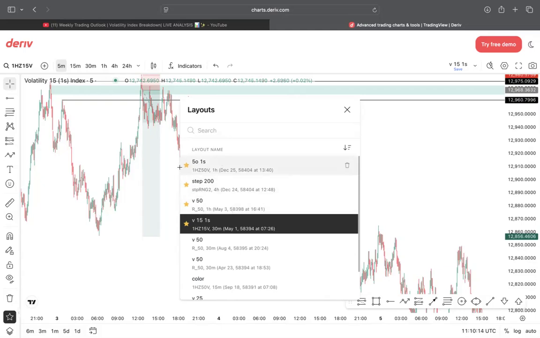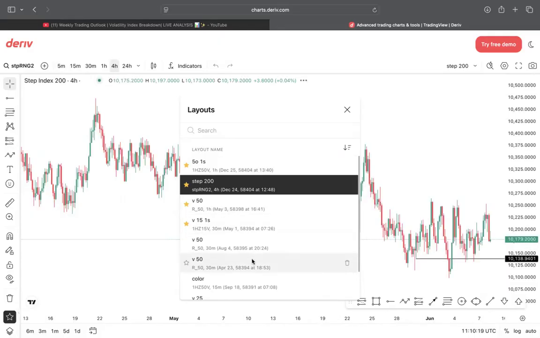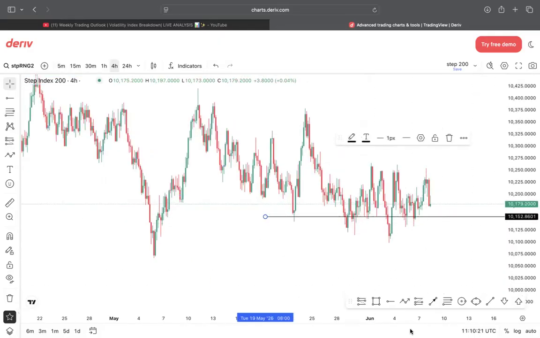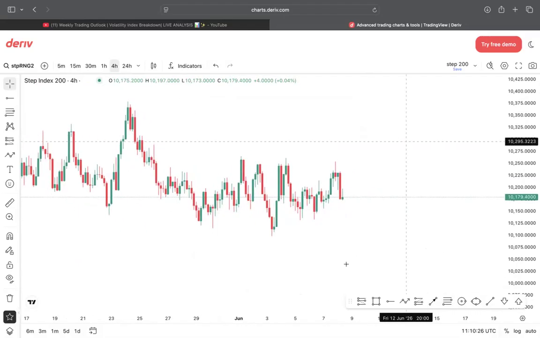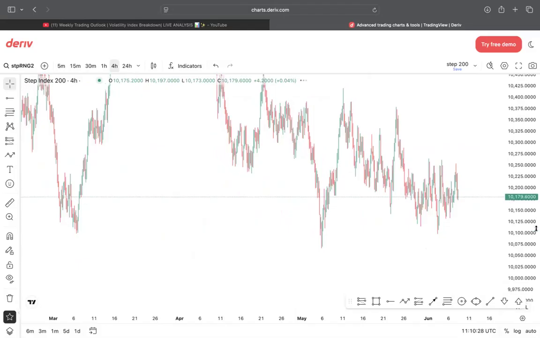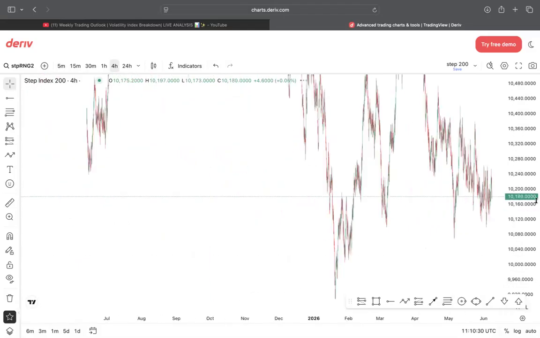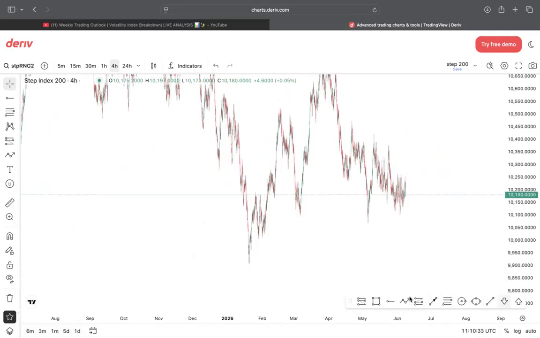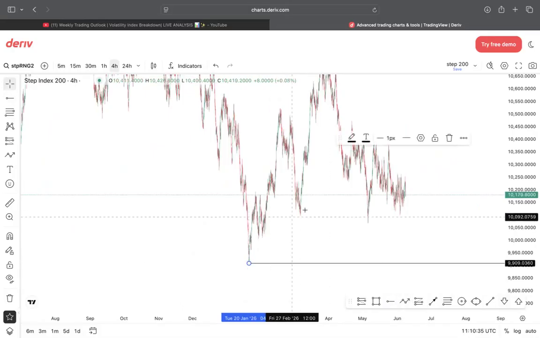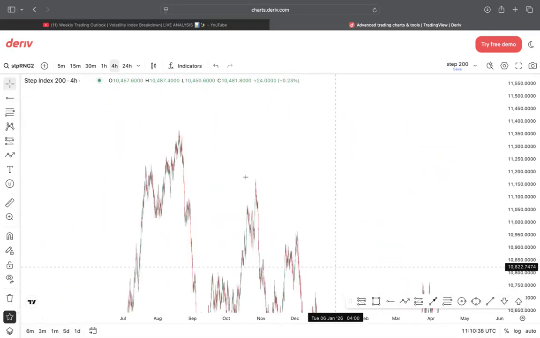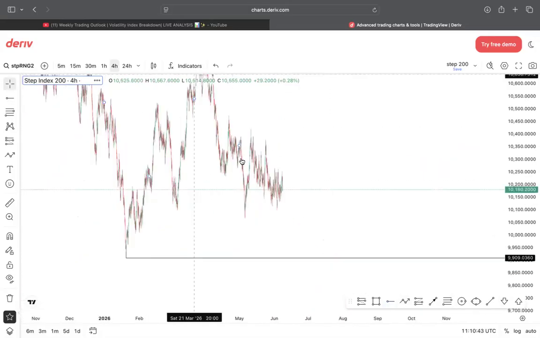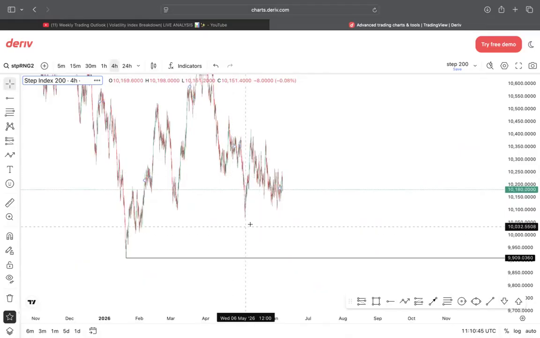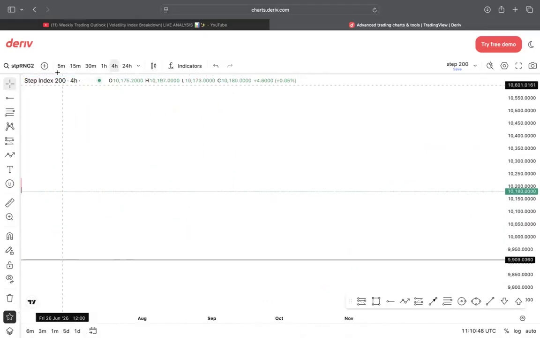Okay, I've done 350. I believe I had a trade on Step. Yes, a sweet trade as well. So Step 200 is buying. It's buying from here on the higher time frame, and then it's buying to somewhere around here. So we basically look out for buy entries.